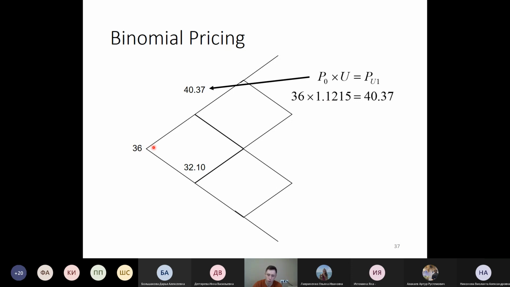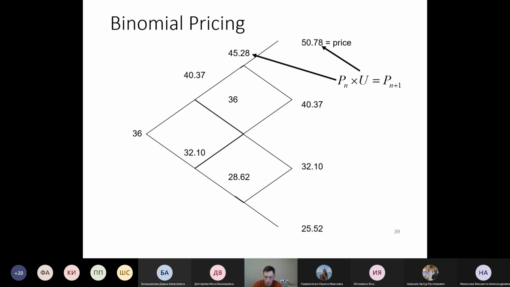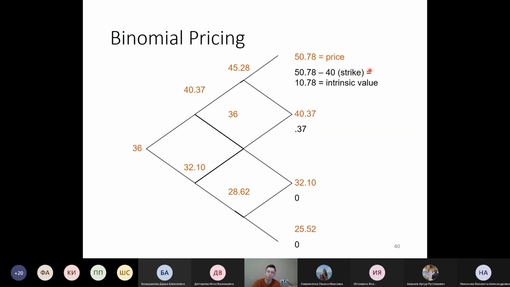So we multiplied 46 on the expectation of the growth on 1.1215. This would be the price at this point. We also have an expectation of the decline that we estimated, and this would be how we get this number. Then we did it again starting from these points. It can either go up or down. This 36 would be the same for both cases, and we can do it as many times as we need.